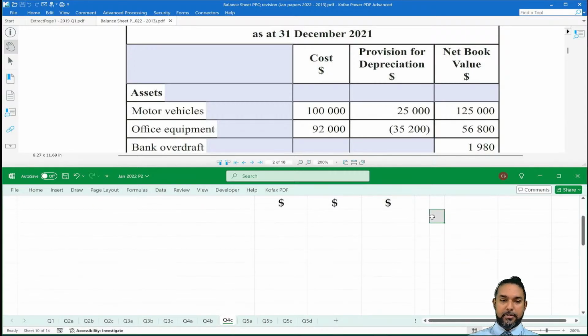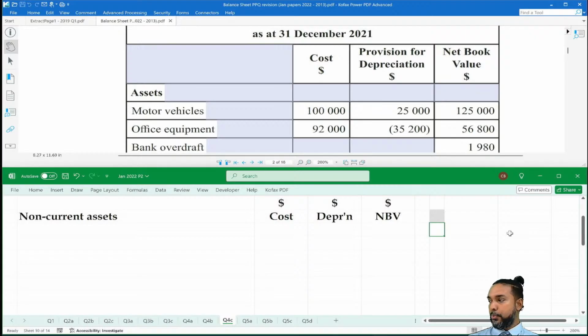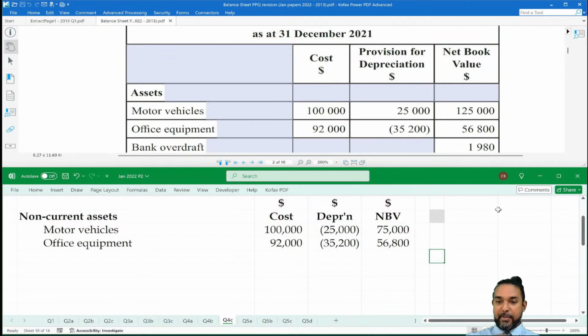Okay, so we're going to start off with the non-current assets. So it's cost minus the depreciation. That's going to give us what we call the net book value, right? The value of the asset on our books, net of any depreciation. So motor vehicles, 100 minus 25 is 75. The error they made there was they added depreciation, right? And then they had office equipment, 92 minus 35 is 56. Now, we're supposed to show totals there, right? So that's what they didn't do here as well.